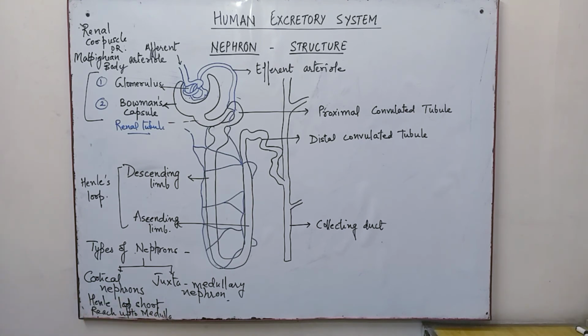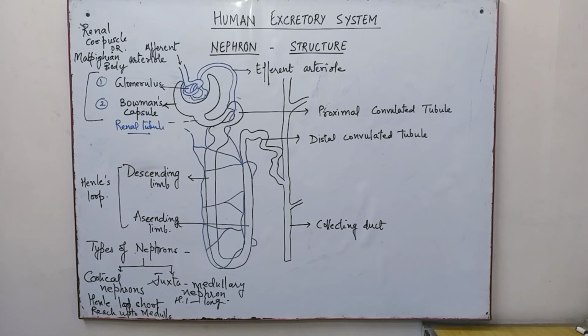Now, the other type of nephrons, which are known as juxtamedullary, the Henle's loop is long. Henle's loop will be very, very long, and it will reach deep into the medulla. These are actually involved in filtration. So the juxtamedullary nephrons are primarily involved in the process of filtration.